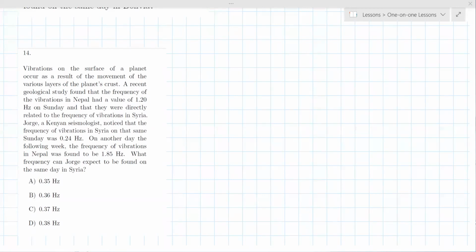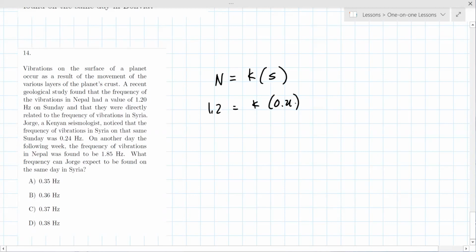One, 2, 0, plus k times 4. So did you find that k is 5? Yes, that's why I'm kind of stuck on what to do. Okay, so you've got to always rewrite this equation here: N equals 5 times S.